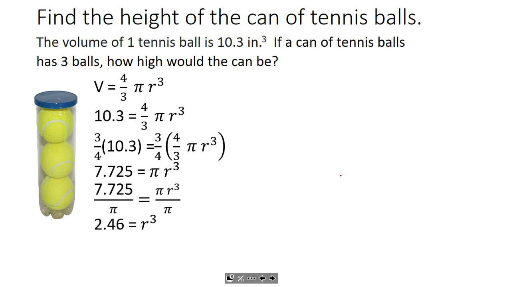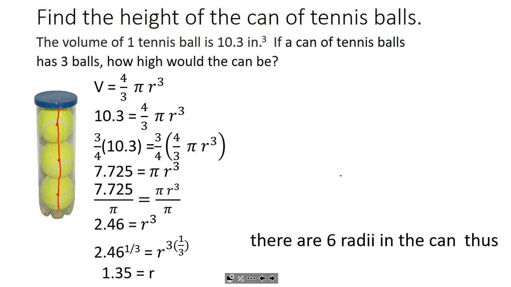Now what you should recall is that when we have an r to the third, the only way we get rid of that is to take it to the 1/3 power. So we have to take both sides to the 1/3 power. So now r is equal to 1.35. Well, what I want you guys to notice here is that we have 1, 2, 3, 4, 5, 6 radii in that can of balls. So we're going to have to multiply 6 times that 1.35, and that tells us that the height of this can of tennis balls is 8.1 inches.